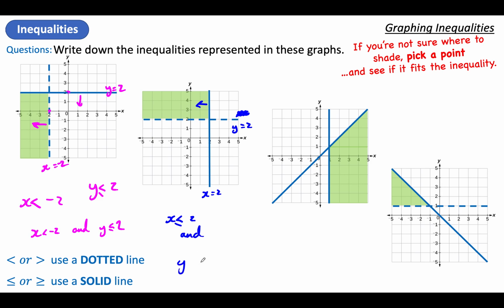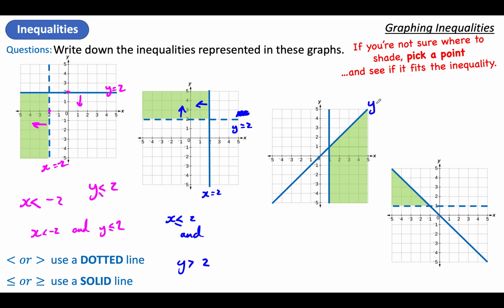And y and 2, well, it's everything above that, so actually it's everything greater than 2 because it's above that y line. It's not equals though because it's a dotted line. So x is less than or equal to 2 and y is greater than 2.